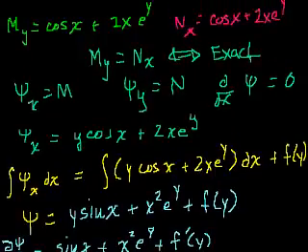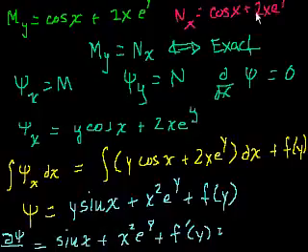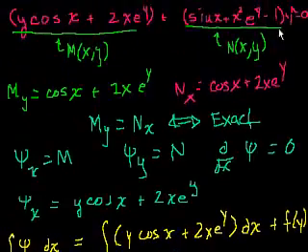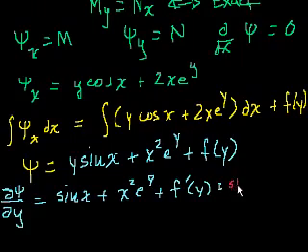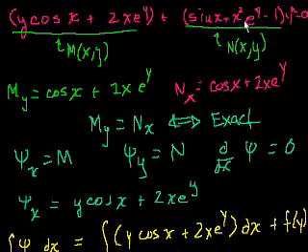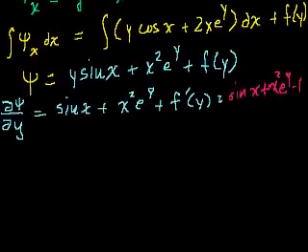So our N is up here. Sine of x plus x squared e to the y minus 1. That was just our N from our original differential equation.